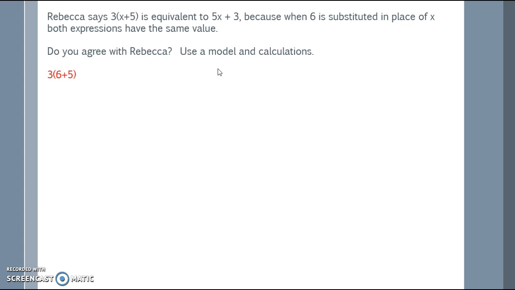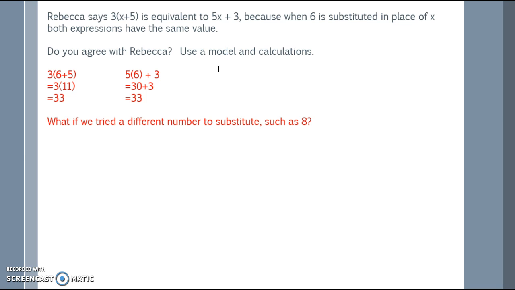Three times, let's replace x with 6 here and see what happens. 3 times the quantity of 6 plus 5 is 3 times 11, or 33. Replacing it into the other expression, I'd have 5 times 6, which is 30, plus 3, which is 33. What if we tried a different number to substitute, such as 8? So if I replace each expression with 8, I end up with 39 and 43. Those don't work. So let's try using a model.